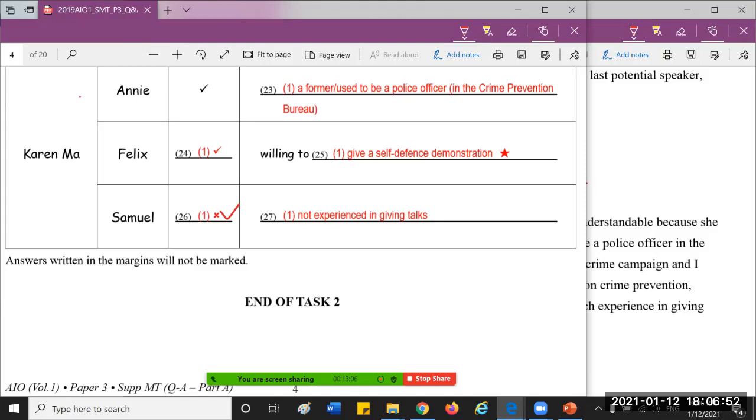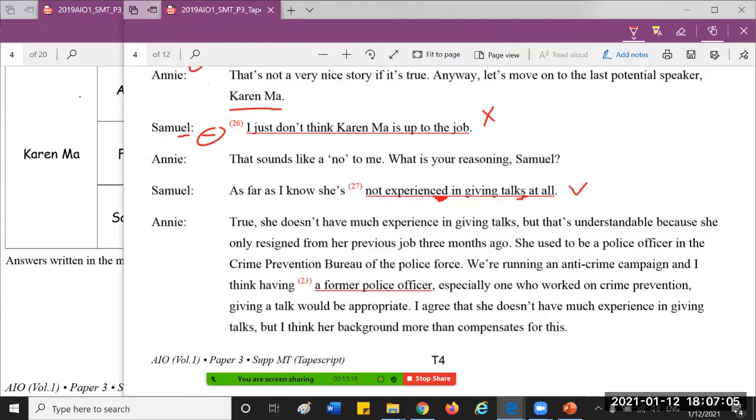Okay, number 27, not experienced in giving talks, with S, ED, otherwise it's wrong. If you forgot the preposition, I'm sorry, it's wrong. You have to have the exact wording. You need to train yourself to write down everything, okay? Not experienced in giving talks at all.